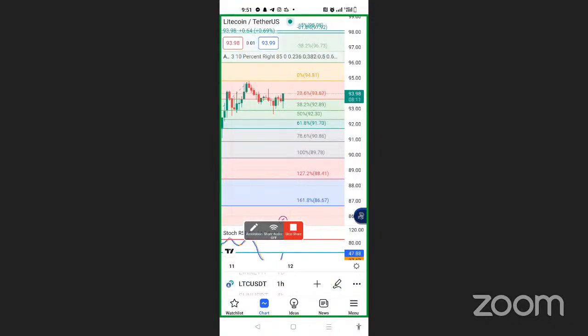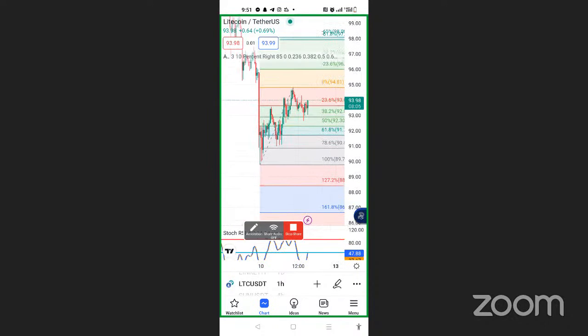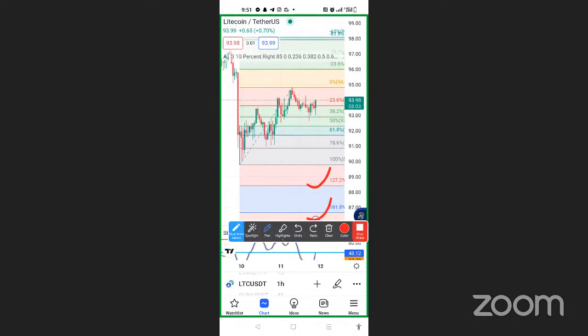All right. Now let's try to interpret this indicator. Now this indicator has a dotted line that is moving from here to here.